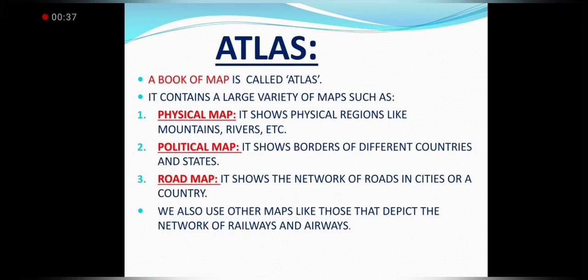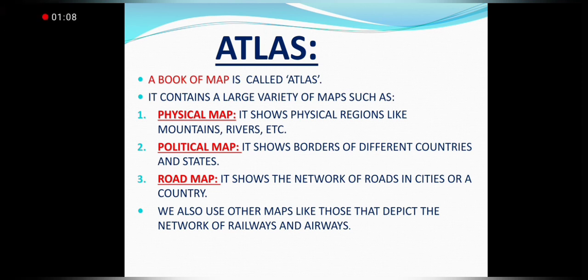A book of maps is called an atlas. It contains a large variety of maps such as physical map which shows physical regions like mountains, rivers, etc. The second is political map. It shows the borders of different countries and states.